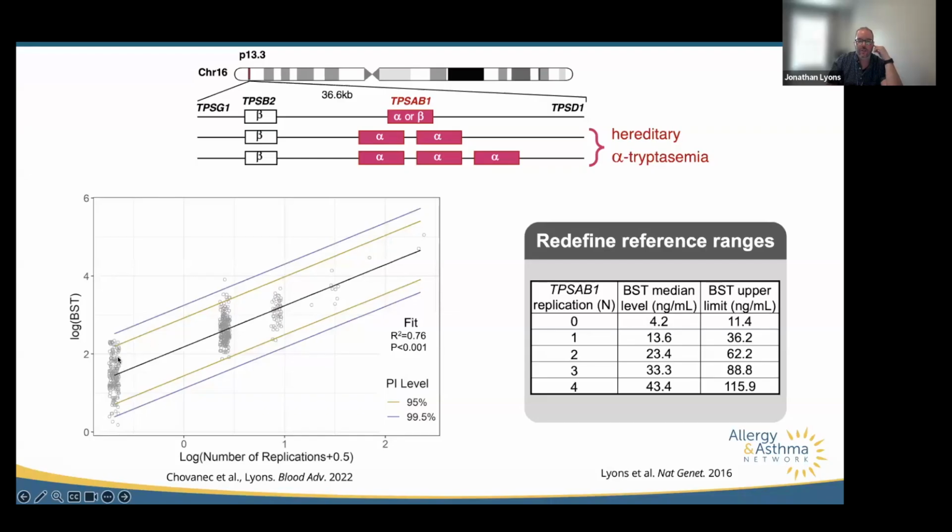First, I hope you can appreciate that this line is pretty straight, right? It's not like a curve. So it's a pretty linear association between the number of copies and the tryptase level. Over here, you can see if you have no tryptase or no replications, your log transform value is close to 1. And then as you go up, you can see this sort of stepwise increase or gene dosage impact of 1 extra copy, 2, 3, 5, 7, and 10 extra copies on the baseline tryptase level.